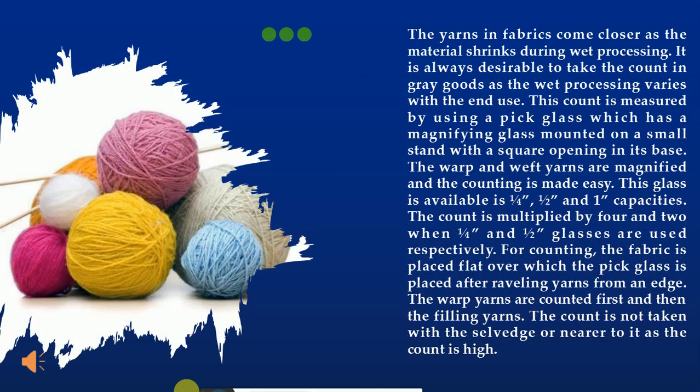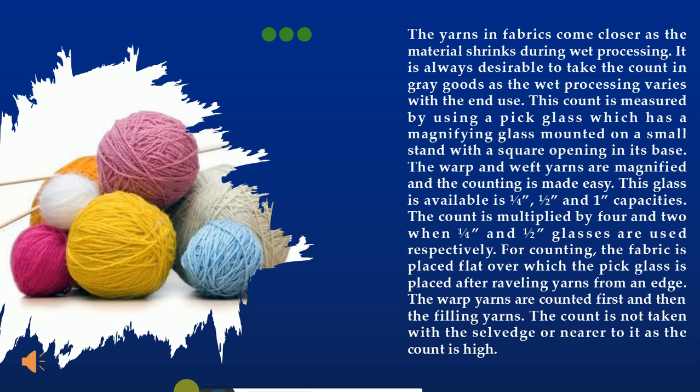The yarns in fabrics come closer as the material shrinks during wet processing. It is always desirable to take the count in gray goods as the wet processing varies with the end use. This count is measured by using a pick glass, which has a magnifying glass mounted on a small stand with a square opening in its base. The warp and weft yarns are magnified and the counting is made easy.